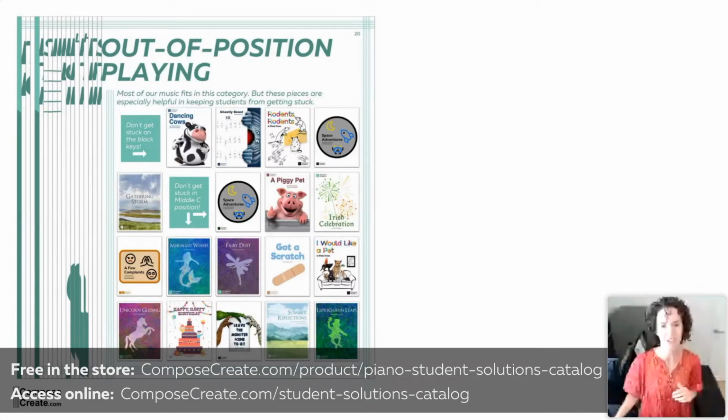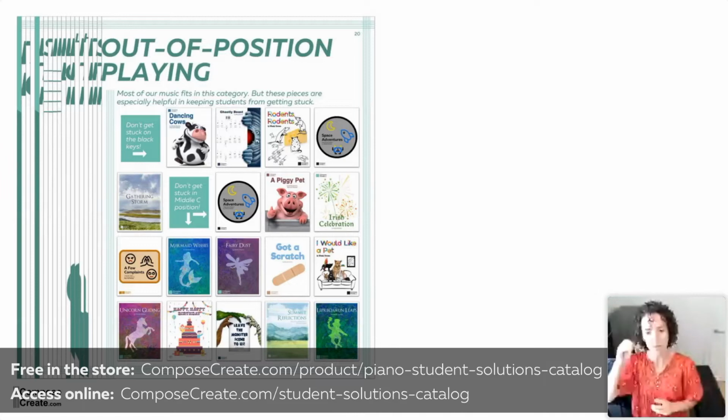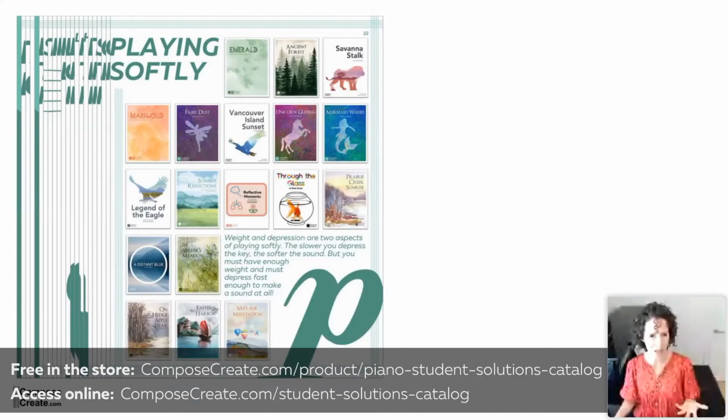Out of position playing, do you have students stuck on the black keys? Those first 5 pieces are all about that. How about students stuck in middle C position? The set of pieces are about position, moving them out of that. Then of course there's another page of this one. I neglected to mention that everything's by level, by order. And so at the very beginning, that's the easiest piece, and then it progresses to more difficult pieces as you go. And so everything should be in relative level of difficulty.